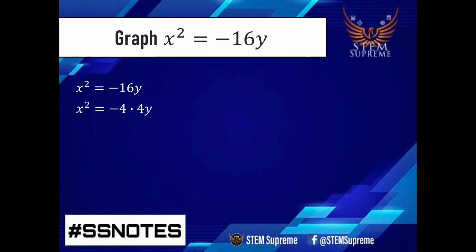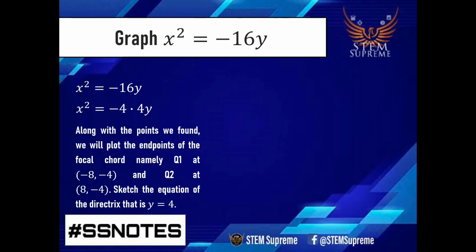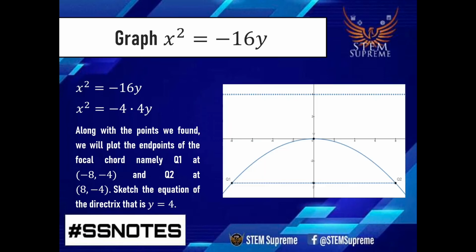We will now plot Q1 at negative 8, negative 4 and Q2 at 8, negative 4, which are the endpoints of the focal chord. We will now trace the equation of the directrix, which is the line y equals 4.